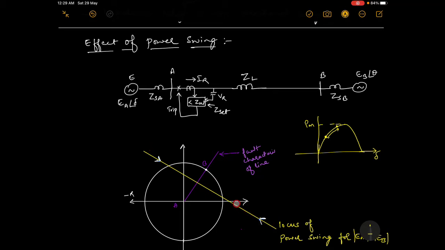That is shown by this locus, okay. This power swing will happen anywhere between these points, so the power swing will be a variation along this line. This is the locus, and it may touch this circle here or here. Once it touches, what happens, this relay maloperates, okay.